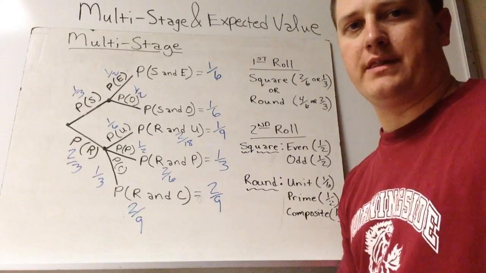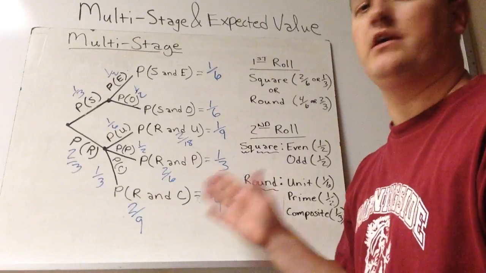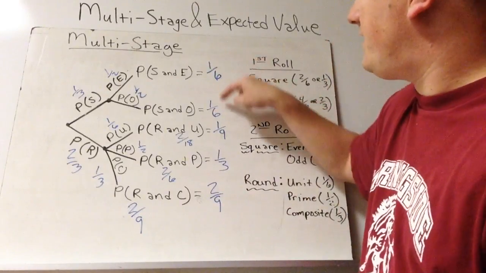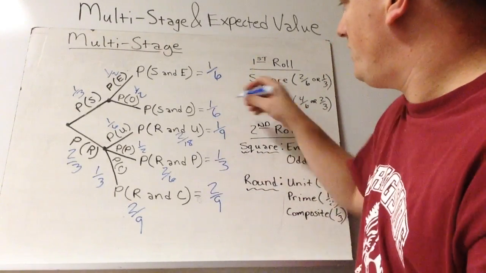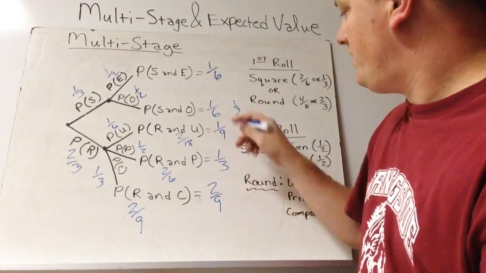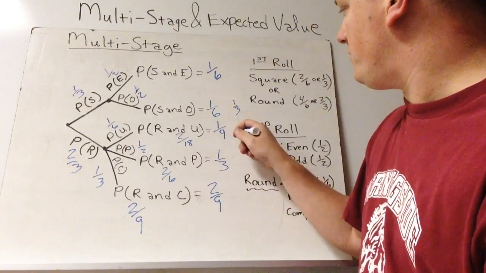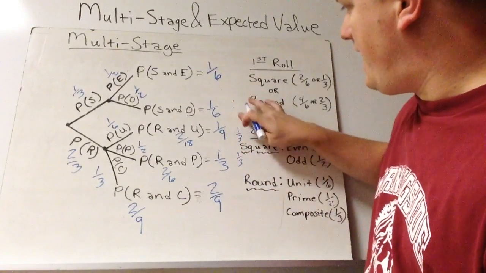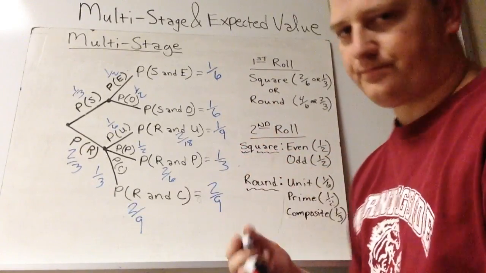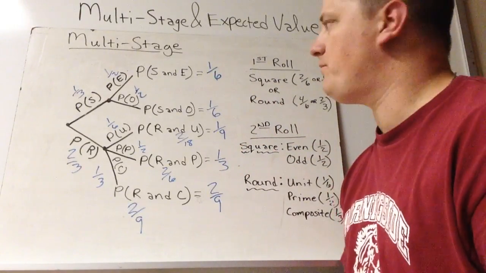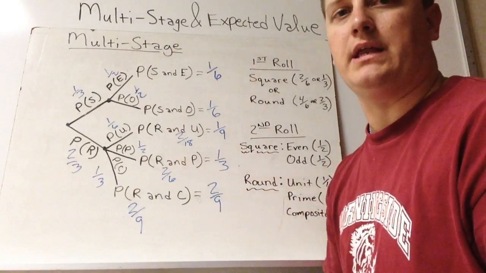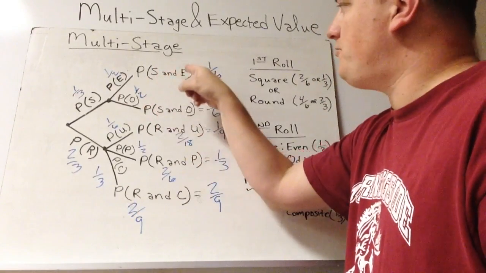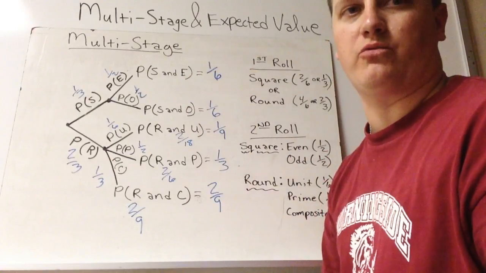Now, one of the important things here is these are all our options, so all these fractions should add up to 1. Well, 1/6 and 1/6 make 2/6. 2/6 is 1/3. 1/9 and 2/9 is 3/9, which is 1/3. And then we have 1/3. So this is going to add up to 1. So it works. What we can do is say that the probability that you're going to roll a square followed by an even is 1 out of 6.